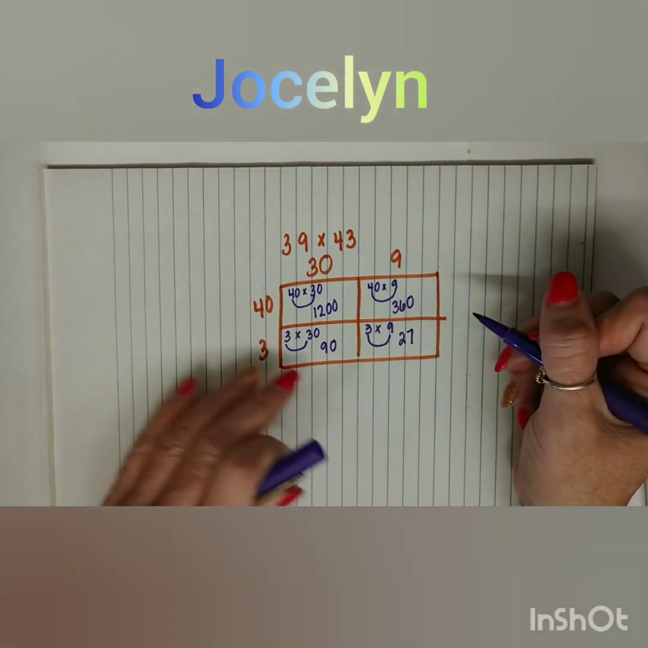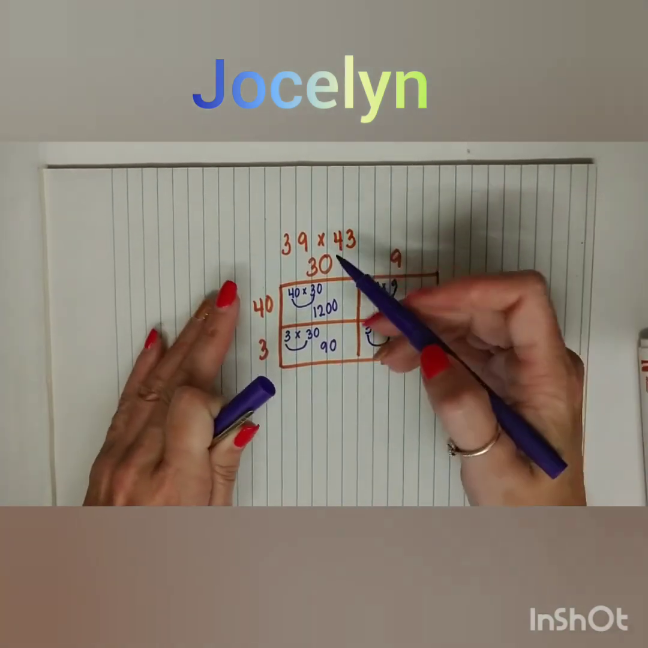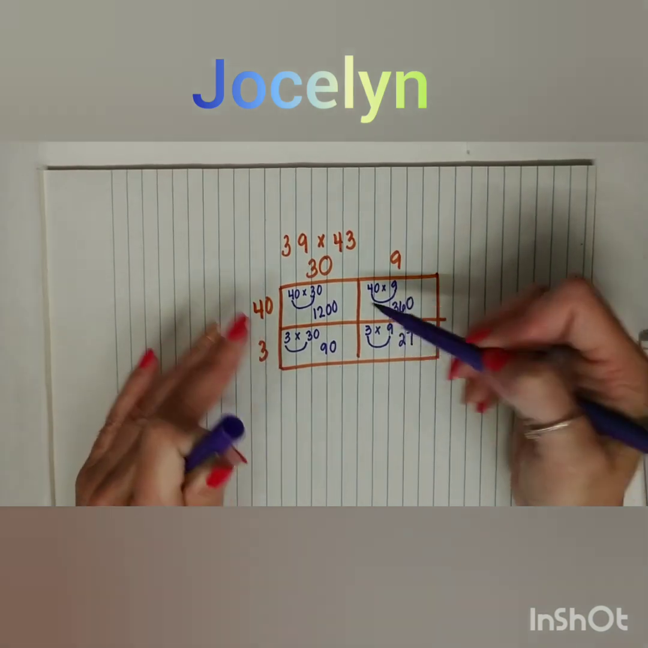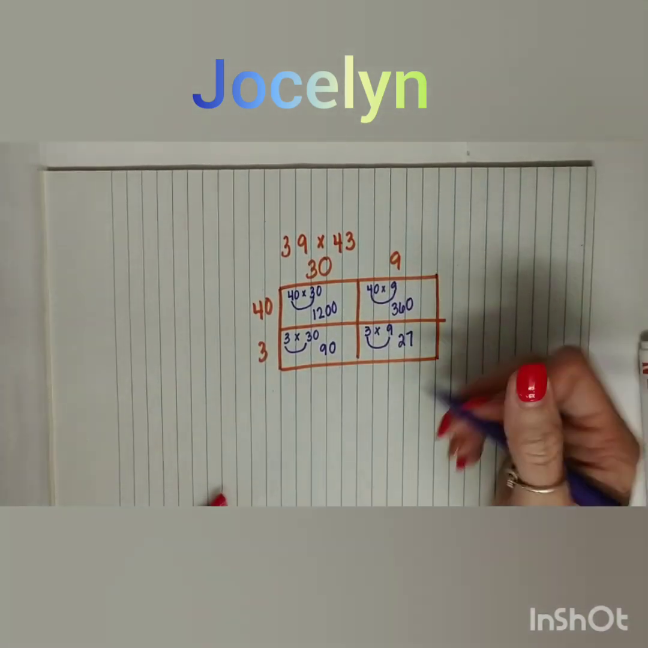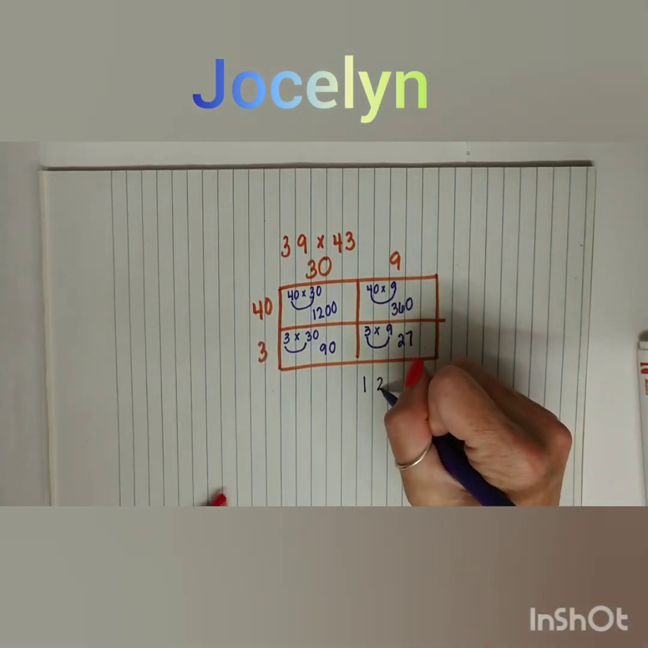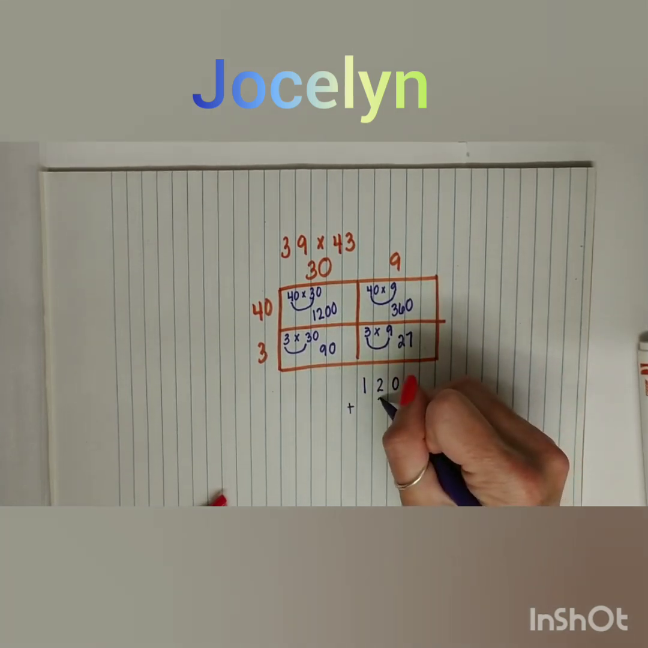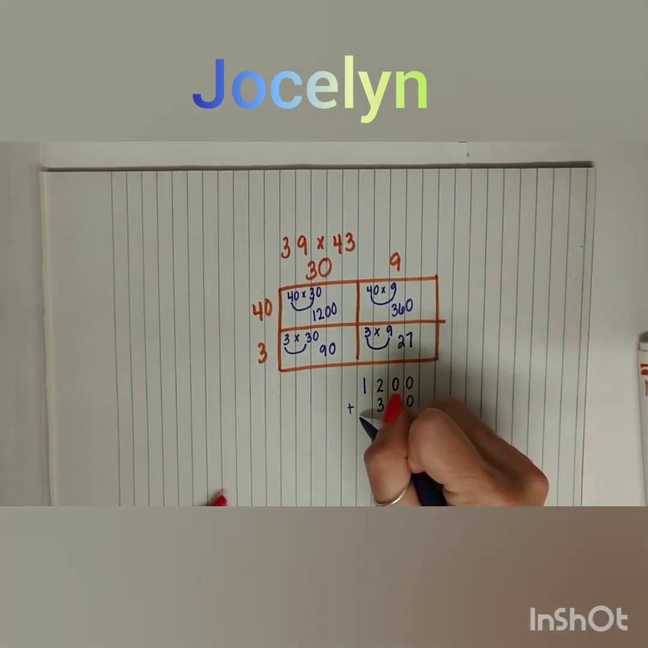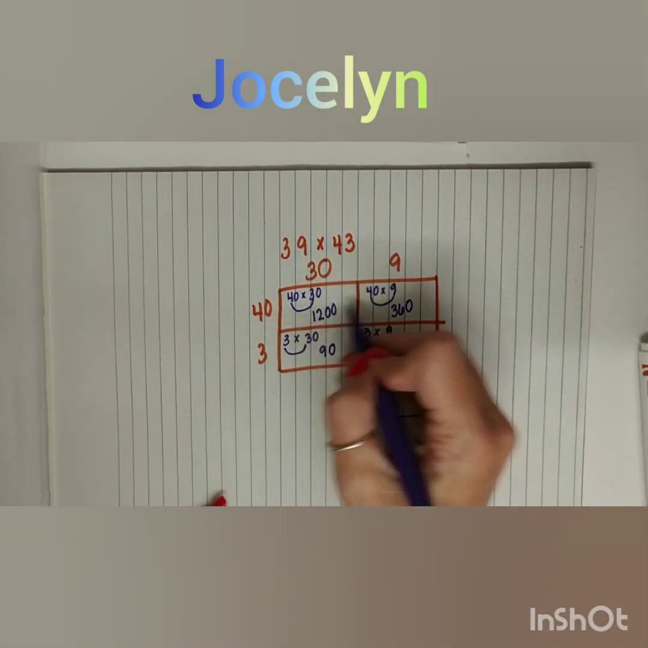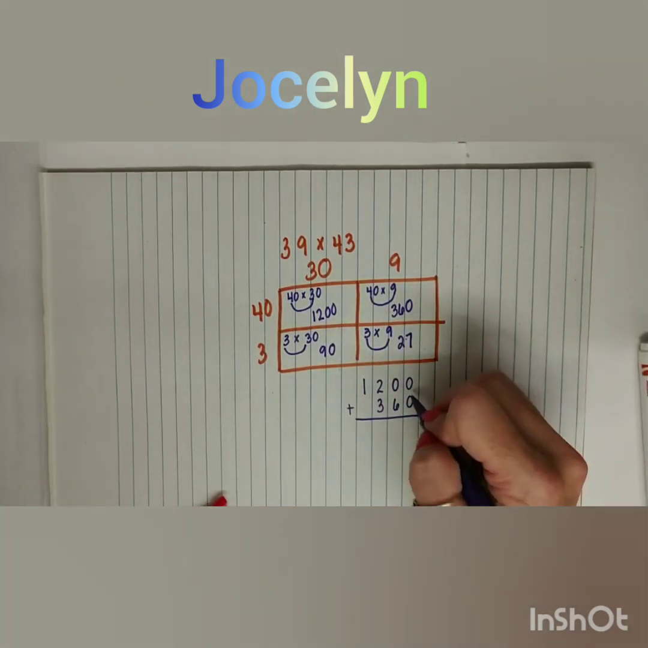So now what I've done is I've made partial products. I've turned these into mental math multiplication pieces, and now I need to add all my pieces together. So 1,200 plus 360. I'm going to go ahead and just add it in parts. So here, here, then here, here.